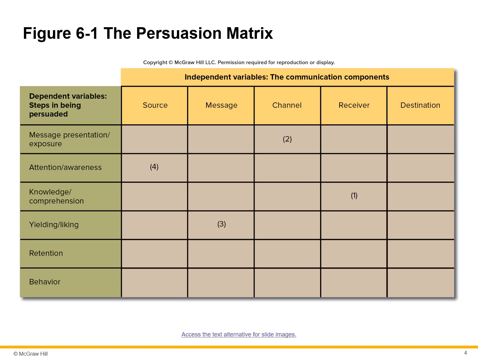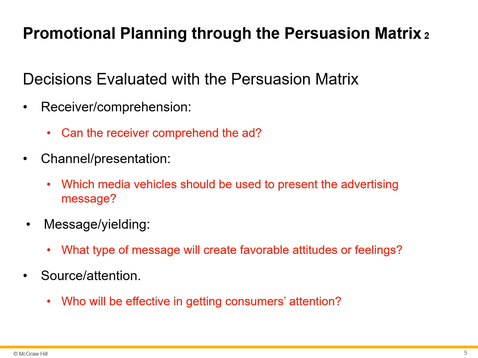Let's look at these four examples here. For example, the decisions evaluated with this persuasion matrix. The first one is the receiver comprehension. Now, what is the question? What is the thing that you need to think about? You want to ask yourself, can the receiver comprehend the advertising itself?